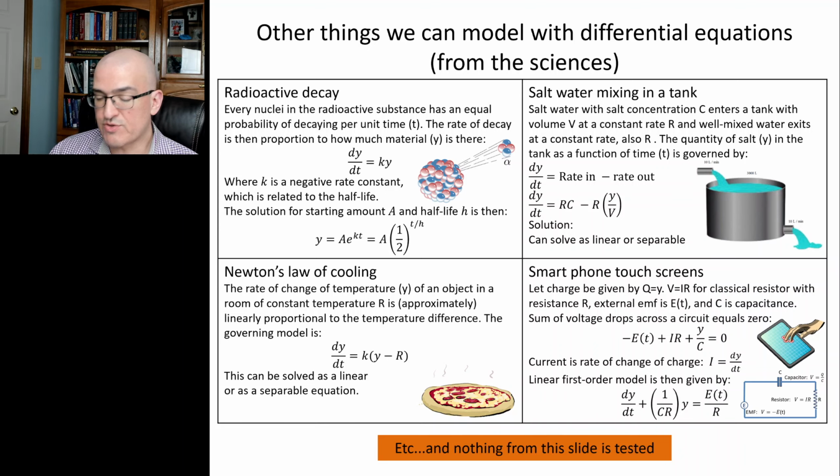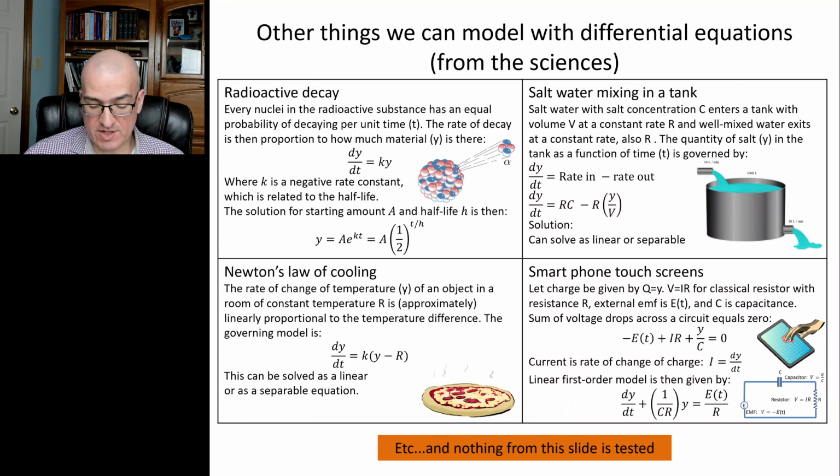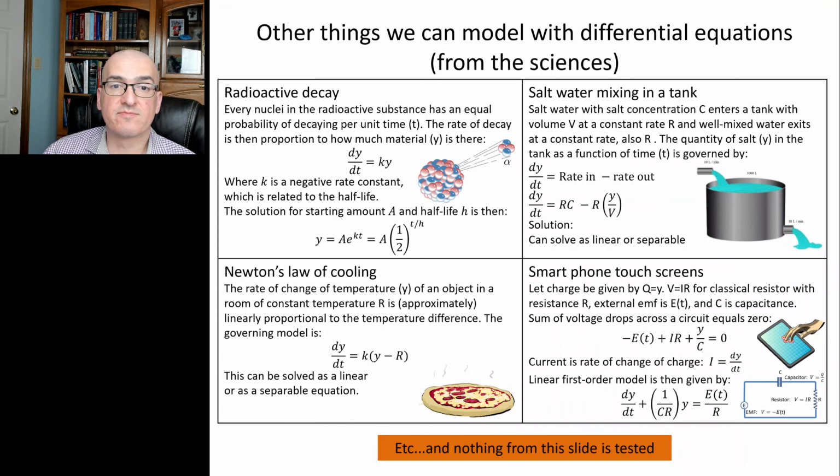K is usually rewritten, rearranged, and expressed in terms of a half-life. And the mathematical expression for how much mass is there is given by a constant A, which is the initial mass, times 1/2 to the power of t over h, where h is the half-life. It's just a different way of rearranging the exponential solution to that differential equation.